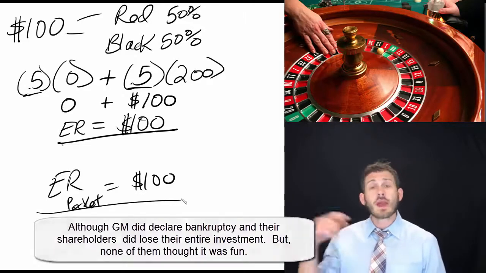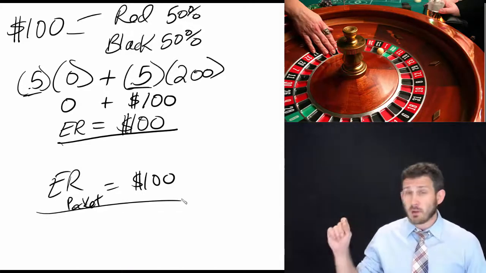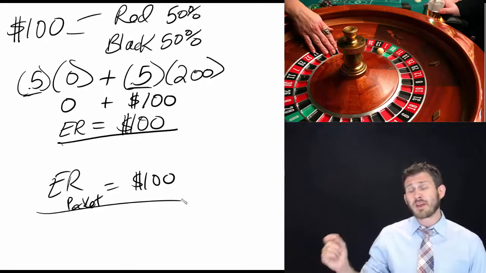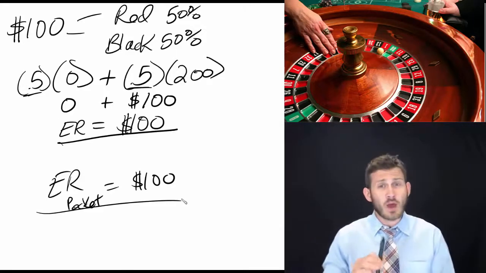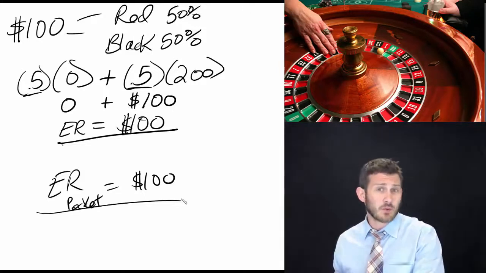So in the next videos, what we're looking at is actually how we measure that risk and how we figure out, is that enough compensation for me? Are these odds tilted enough in my favor?